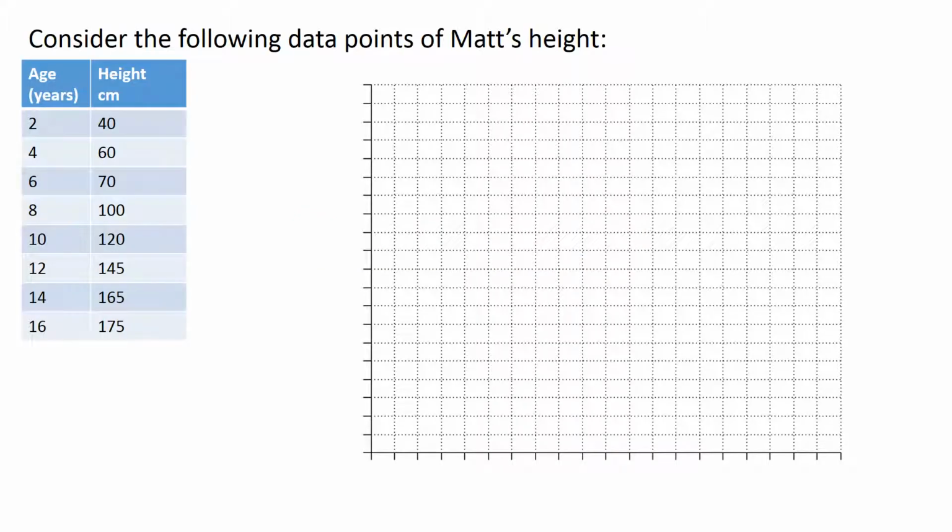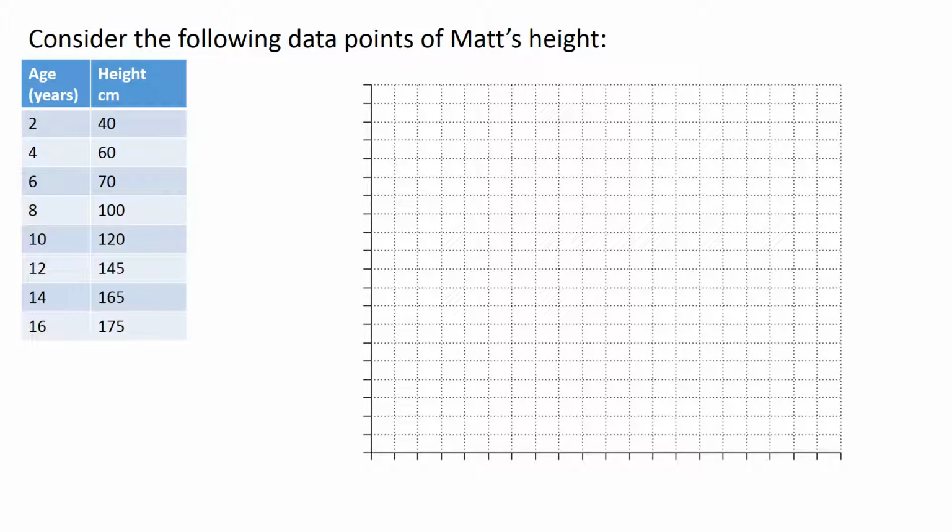All right, now it's time for you to tackle making your own line graphs, and we're going to do that by looking at 3 different examples to start with. So let's take a look at a growth chart for Matt's height. We measured Matt's height from the time he was 2 years old to 16, and we measured it in centimeters, so we want to plot this.